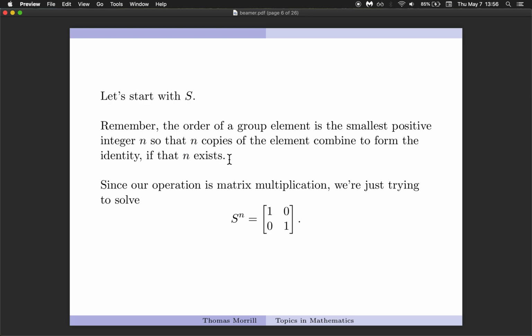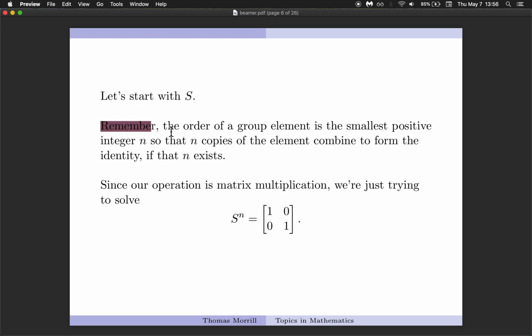If I can find some n to make that work, then that n is going to be my smallest solution, is going to give me the order of this element. So I'm starting with S here. And if I can't find a solution to this problem, then the order of my element will be infinity, right?